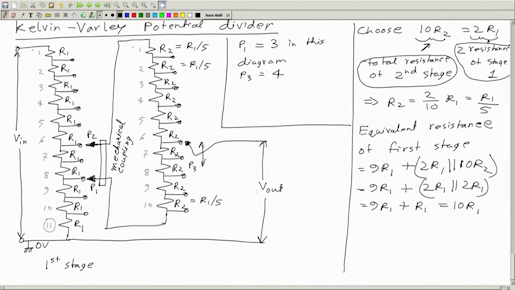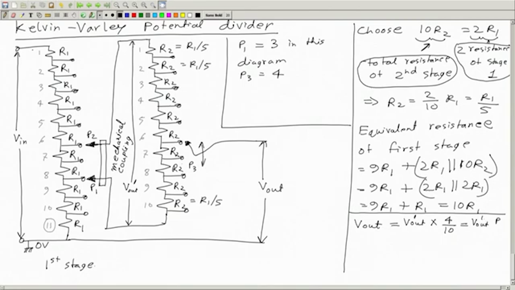Now what will be the value of V out? That's the question. Now V out is equal to how much? We can write, if we call this voltage V out prime, then this is of course V out prime multiplied by this factor 1, 2, 3, 4 by 10. So V out prime multiplied by, in this case, 4 by 10, or in general this is V out prime multiplied by P3 by 10.